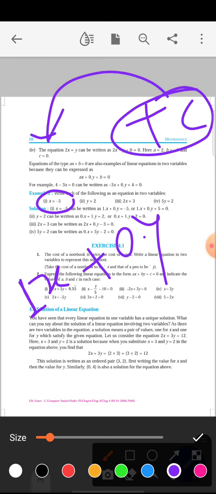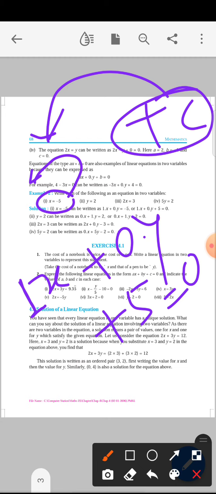In the place of plus c I am writing plus 5, because minus 5 is there, and if we transpose this it will change its sign, so there will be a plus sign. So there will be 1x plus 0y plus 5 equal to 0, which is the standard form of the given question. Okay, similarly you can do further questions from exercise 4.1.